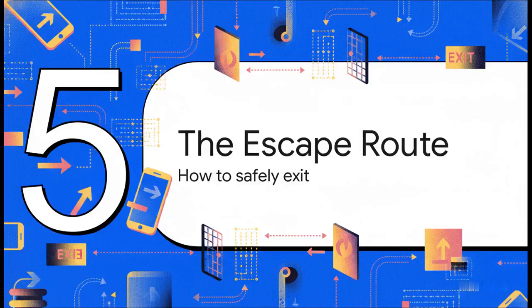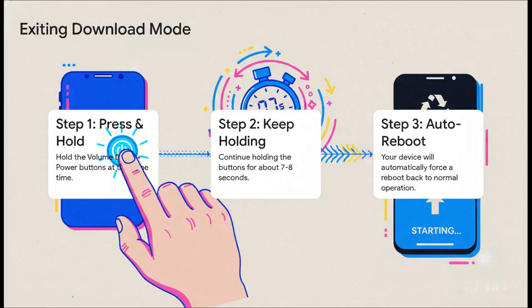We've covered all the ways to get in, but now for what might be the most important piece of information of all. How do you get out? Knowing the escape route is your safety net. It guarantees you can always get your phone back to normal. And thankfully, it's incredibly simple.